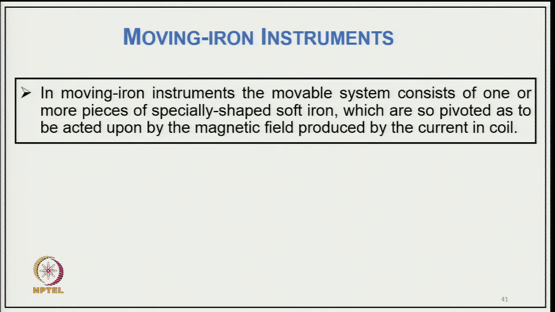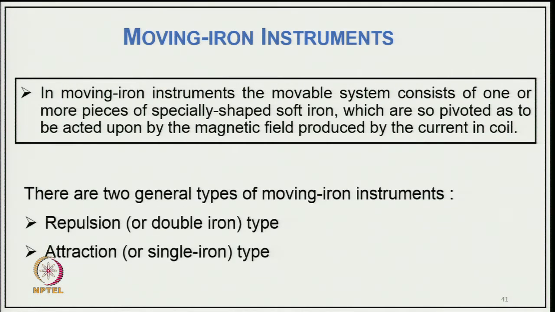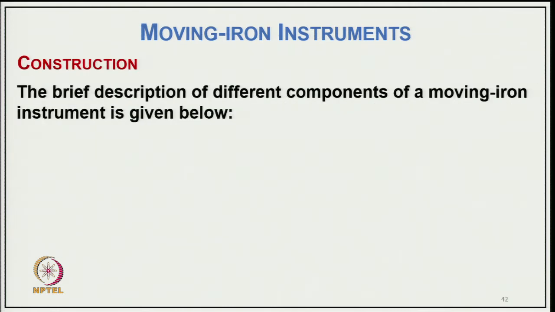In a moving iron instrument, the movable system consists of one or more pieces of specially shaped soft iron, which are so pivoted as to be acted upon by the magnetic field produced by the current in a coil. And there are two general types of moving iron instrument: the repulsion or double iron type, and the attraction or single iron type.